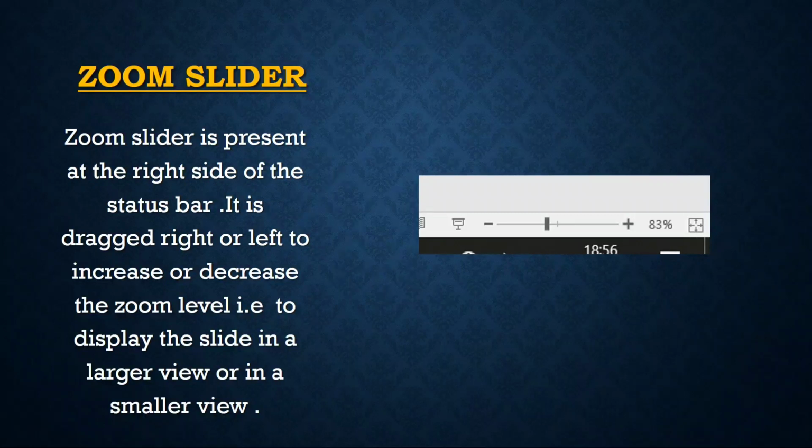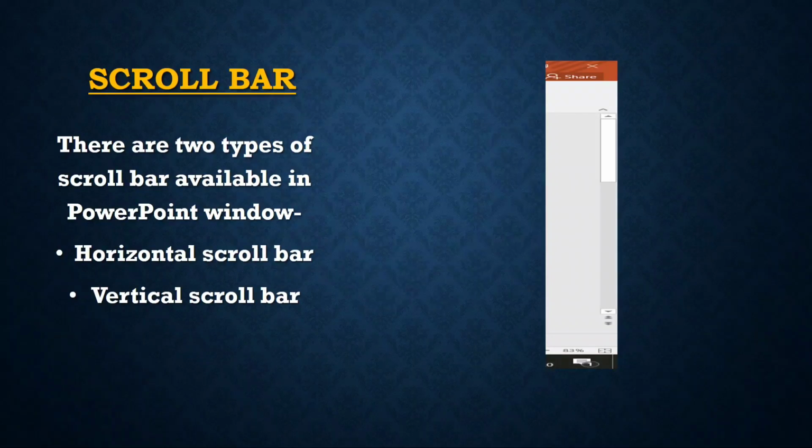In the same way, the zoom slider is present at the right side of the status bar. Drag it right or left to increase or decrease the zoom level, that is, to display the slide in a larger view or a smaller view. It is like adjusting the volume to the right side or the left side. When it turns to the left side, the slide gets smaller, and when it turns to the right side, it gets bigger.